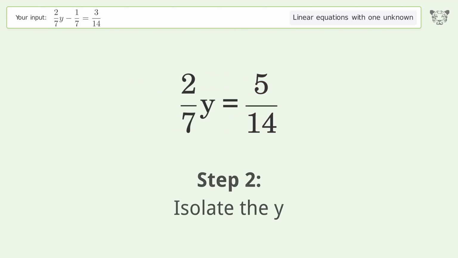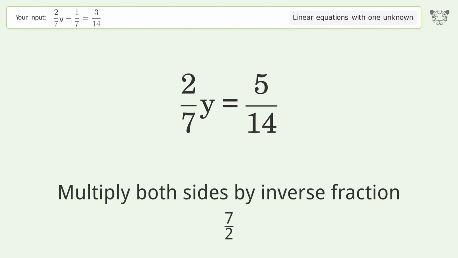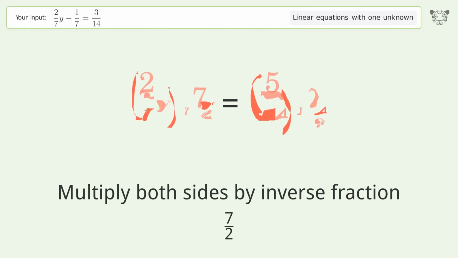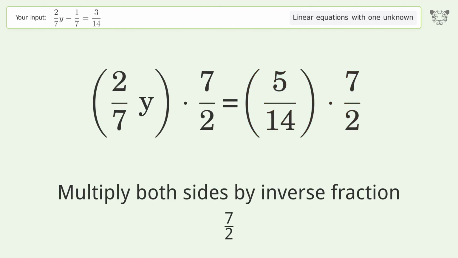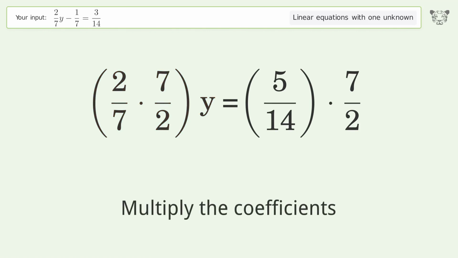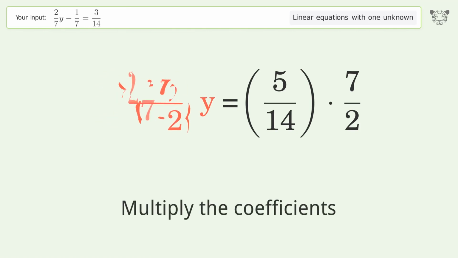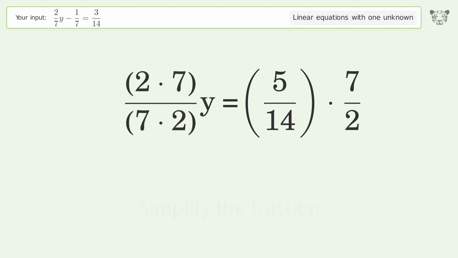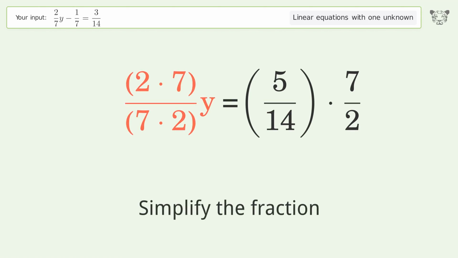Isolate the y. Multiply both sides by inverse fraction 7/2. Group like terms. Multiply the coefficients. Simplify the fraction.